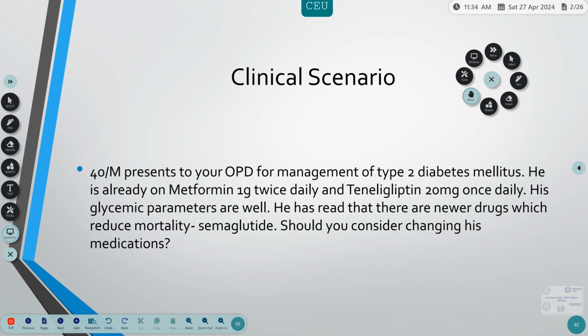Good morning, everyone. So today we're going to be critically appraising a systematic review and network meta-analysis. This is a clinical scenario. A 40-year-old gentleman presents to OPD for management of type 2 diabetes mellitus. He is already on metformin 1 gram twice daily and 20 mg once daily. His glycemic parameters are well controlled.